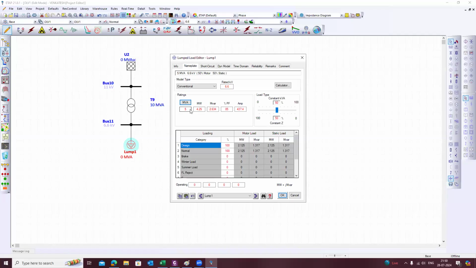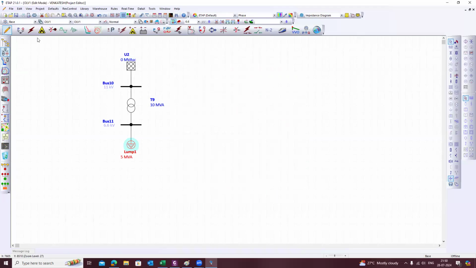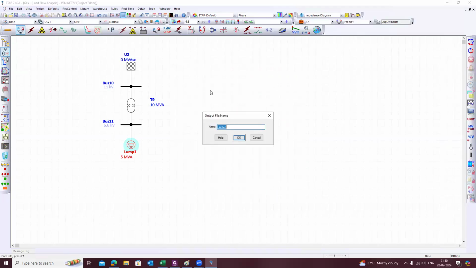That means out of this 5 MVA load, if it is operating at 85% power factor, the real power is 4.25, which is simple: VA cos phi and VA sin phi. According to this, you will calculate the MVAR also. So of this 4.25 and 2.125, 50% is the constant power load and 50% is the constant impedance load. Now just run the load flow here. Let's see.